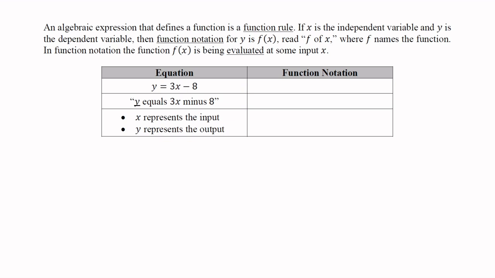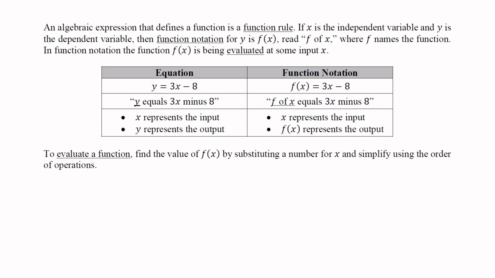The only difference in function notation is that we have f of x equals 3x minus 8, where x again is the input, and f of x represents the output. To evaluate a function, find the value of f of x by substituting a number for x and simplify using the order of operations.